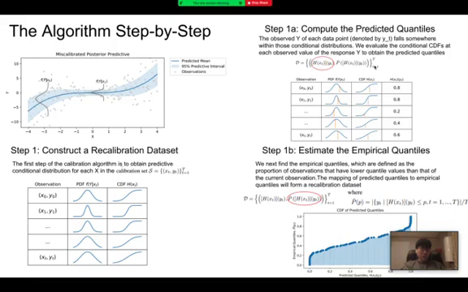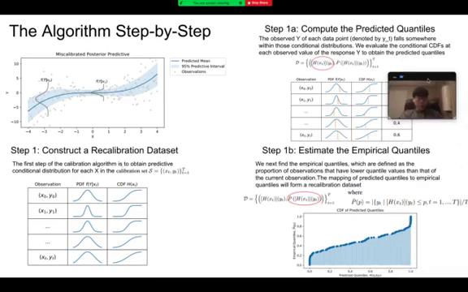We next find the empirical quantiles, which are defined as the proportion of observations that have lower quantile values than that of the current observation. The mapping of the predicted quantiles to empirical quantiles will form a recalibration dataset. And these data points represent this recalibration dataset. And if the model was perfectly calibrated, this would have been a perfect straight line. But as you can see, since this model is miscalibrated, this is not a straight line.